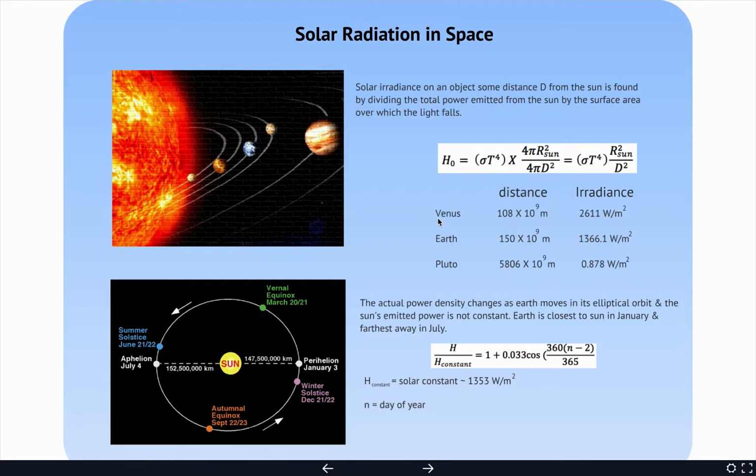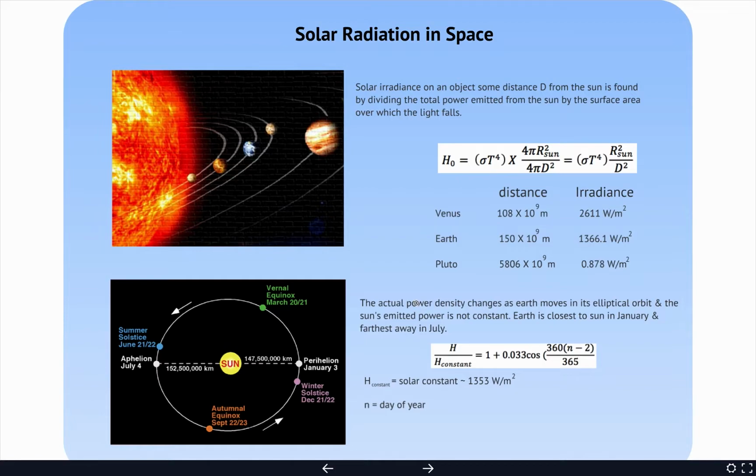So these are some examples. If it's Venus, the distance is about 108 billion meters. So you get 2,611 watts per meter squared. If it's Earth, it's about 150 billion meters, so it's 1366 watts per meter squared. If it's Pluto, it's about 5,000, 6,000 times more distance. The power density, of course, goes down by several thousand as well. So you get a picture, right?